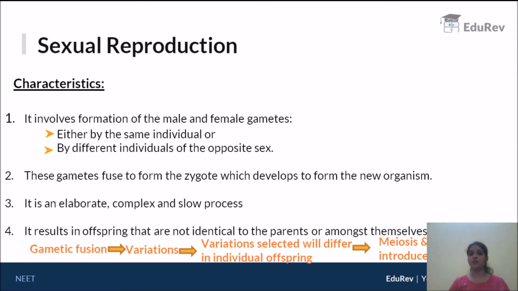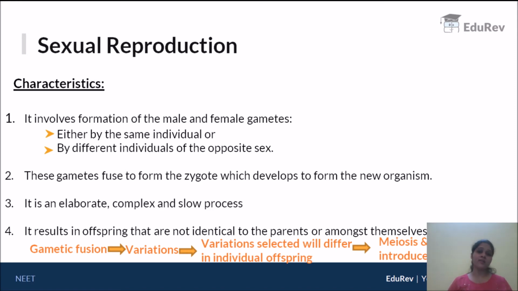For example, in the case of humans, one egg is given out every month by the female, but a million sperms are approaching that particular egg. Now it's just a matter of chance, you will understand later why, that one of those sperms will fuse with the egg. So maybe if sperm number 1 fused with the egg, you would get a certain type of variation, but if sperm number 2 fused with the egg, you would get a different form of variation. So therefore fusion results in variation.